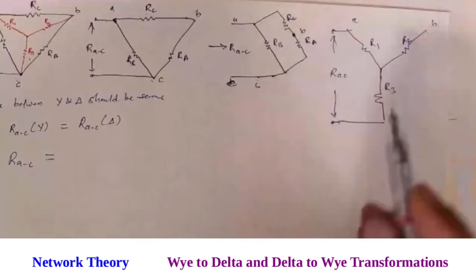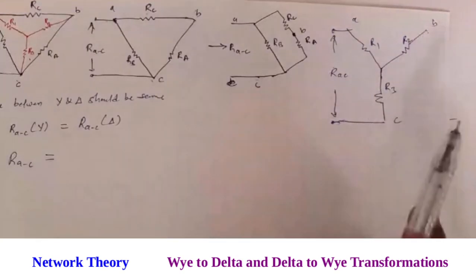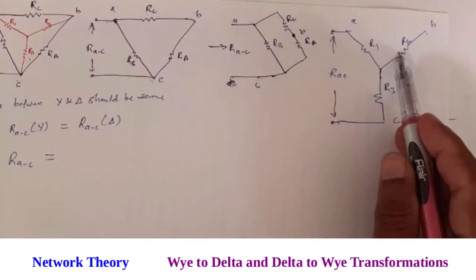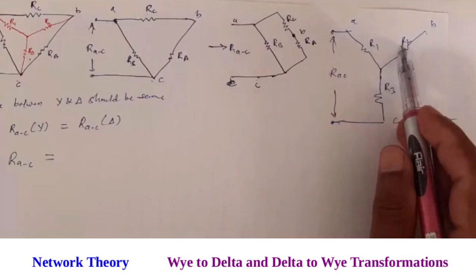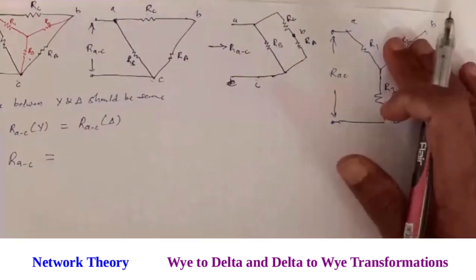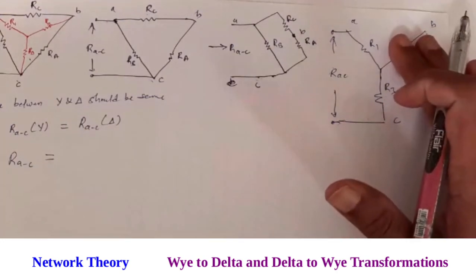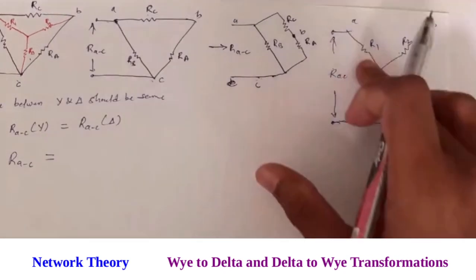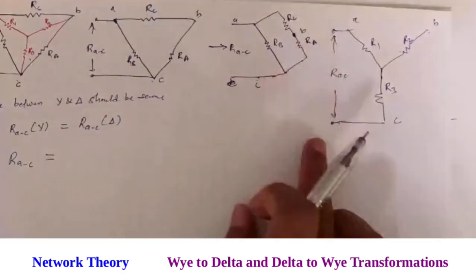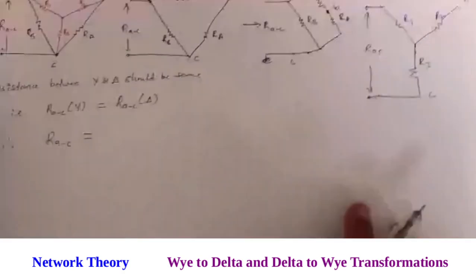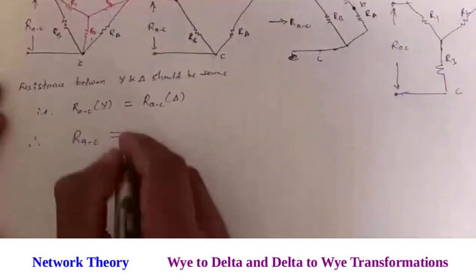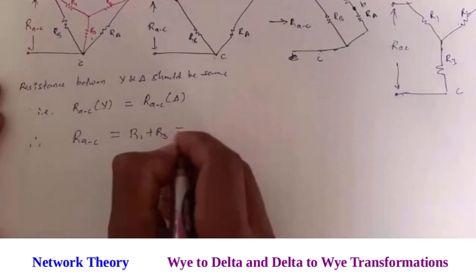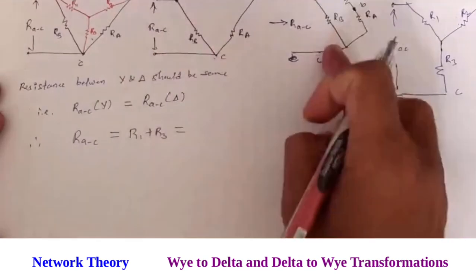What is resistance, dear students? It's an opposition for the flow of current. When this is an open network, no current can flow through this. You need not consider this particular resistor. Means only R1 and R3 are in series between these two points. So RAC of a Y network is equal to R1 plus R3, which is equal to RAC of a delta network.